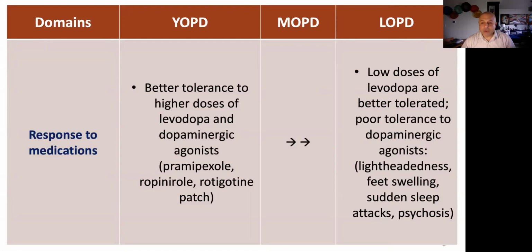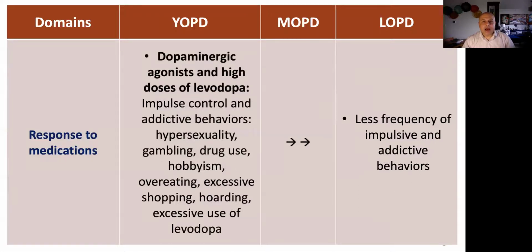Dopaminergic agonists unfortunately cause lightheadedness, feet swelling, sudden sleep attacks, and psychosis in people with late onset Parkinson's disease, regardless of the duration. So if you've heard some of my previous lectures, I talk about age and stage of treatment. Young onset age folks tolerate dopaminergic agonists so much better than late onset folks. And I think I already talked about this, but this is again critical. And this is likely because of neuropathology, as well as our use of dopaminergic agonists.